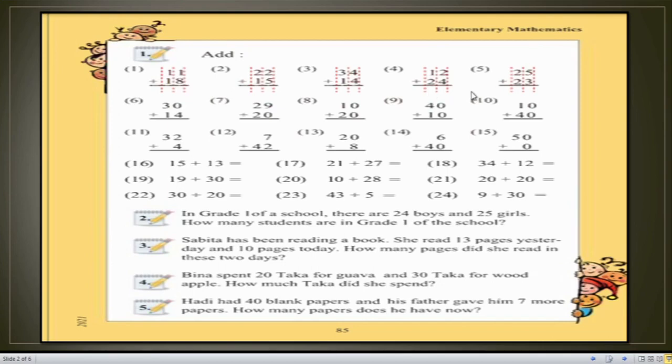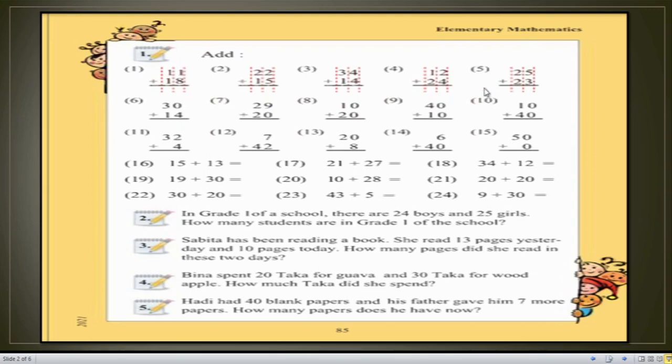If we see question number 5, we can see 25 plus 23. On the right hand side we can see 5 plus 3. So 5 plus 3 is equal to 8, and on our left hand side 2 plus 2 is equal to 4. So the answer of question number 5 will be 48.